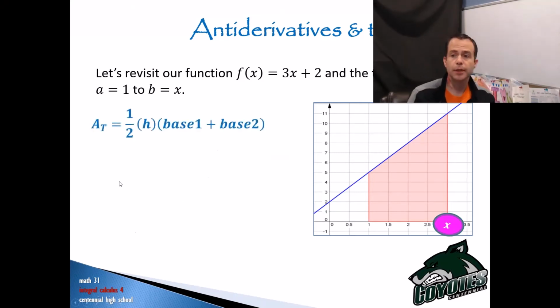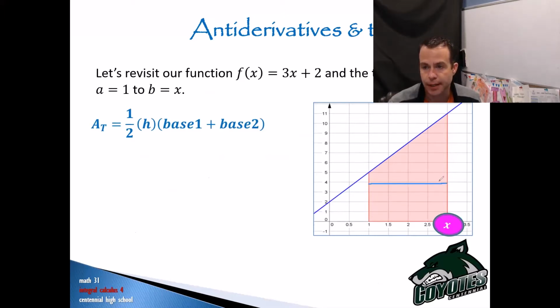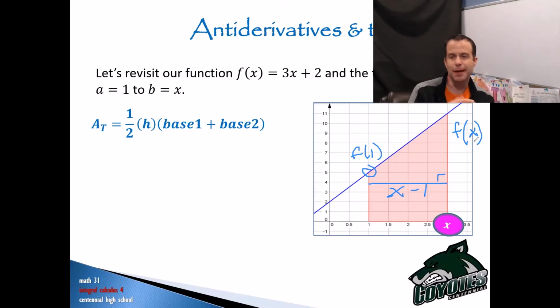Okay, so we know that the area of a trapezoid is 1/2 times the height times base 1 plus base 2. Now, just for clarification on a couple things, if you recall from yesterday, this was actually the height, right? So in this example, I'm going to call the height x minus 1. Then base 1, well, that would be this y value right here, but can't I call that y value f of 1, right? Base 2, I can call that y value f of x. Okay, so I'm actually going to start with a higher one. It doesn't really matter, but I'm going to go f of x plus f of 1 instead of f of 1 plus f of x.